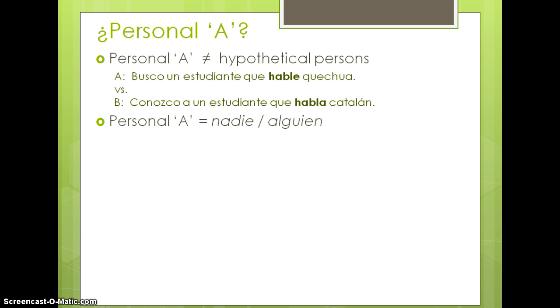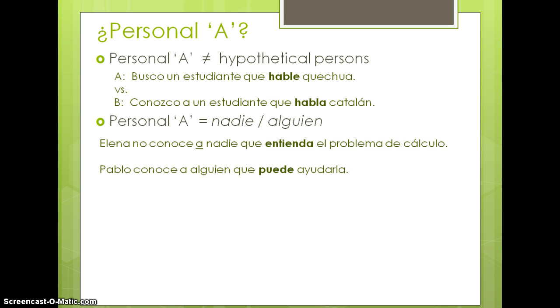The personal a is maintained before nadie and alguien, even when their existence is uncertain. A couple more examples. Elena no conoce a nadie que entienda el problema del cálculo. Pablo conoce a alguien que puede ayudarla. Elena doesn't know anyone who understands the calculus problem. And the second, Pablo knows someone who can help her.